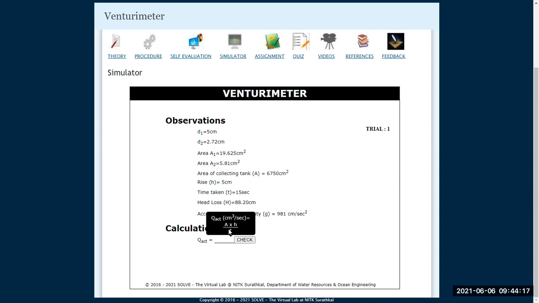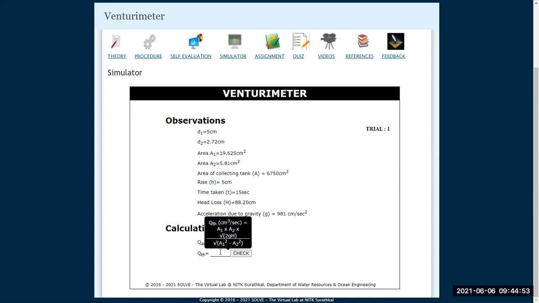Here we have the area of the collecting tank, that is 6750 centimeter square, into rise, that is 5 centimeter, divided by time. The time is 15 seconds. So we get the answer as 2250 centimeter cube per second. You calculate the value and put it here, 2250, and check the answer. We got the correct answer, 2250 centimeter cube per second. That is the actual discharge.